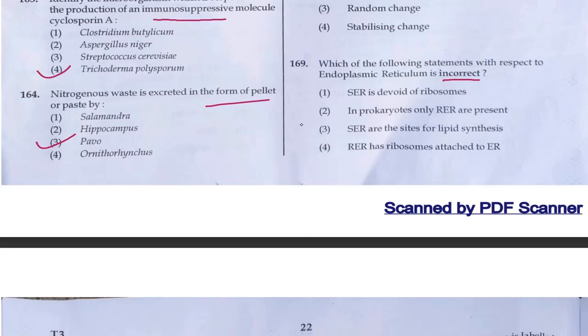Okay. So SER is devoid of ribosomes, correct. In prokaryotes, RER are present. So this one is not correct. So this one would be the right answer. SER are the sites for lipid synthesis. This is correct. And RER has ribosomes attached to the ER. Okay, so statements 1, 3 and 4 are correct, but 2 is incorrect. So option 2 will be the correct answer.